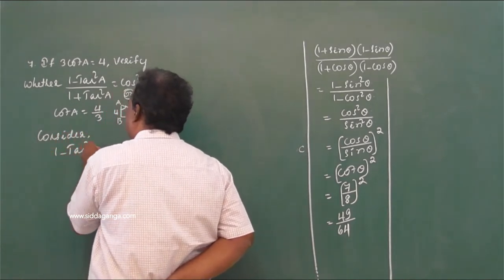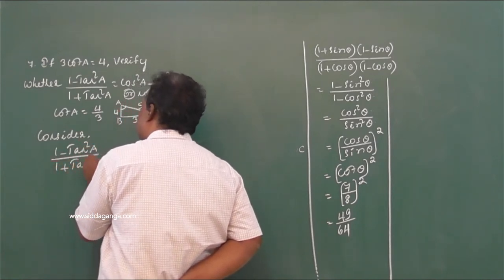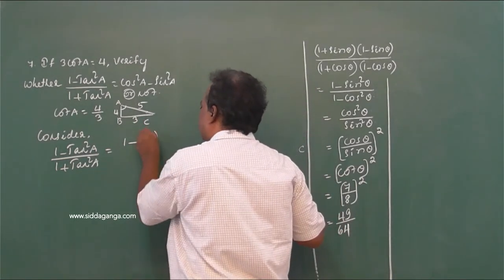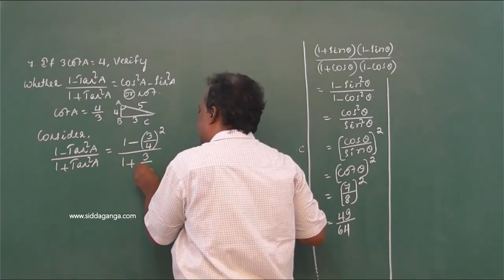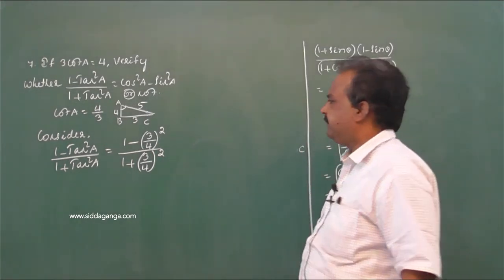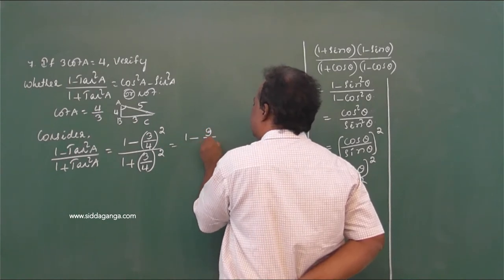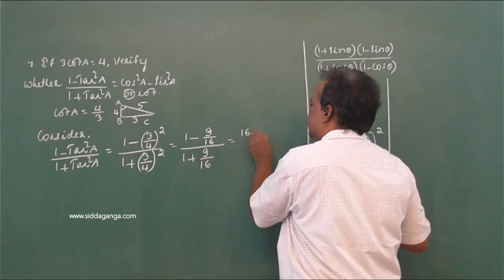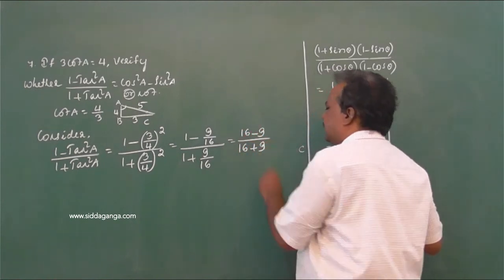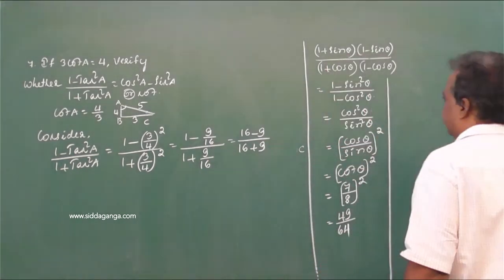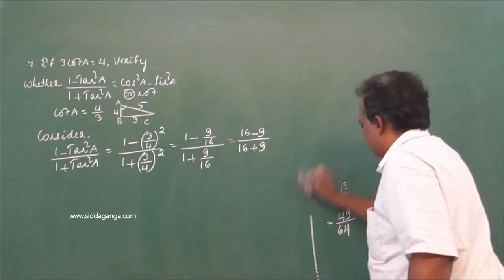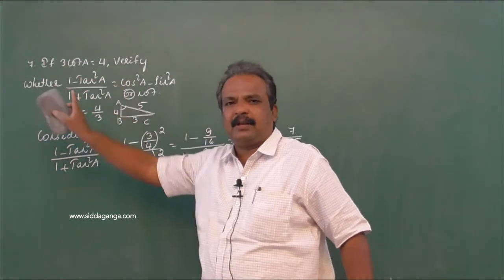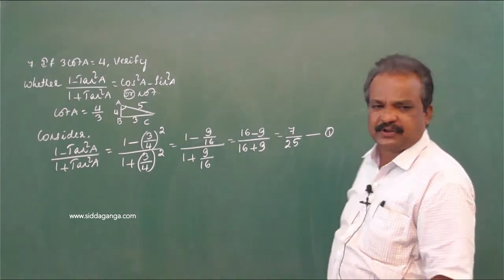1 minus tan square A divided by 1 plus tan square A. From this triangle, what is tan A? 3/4. So 1 minus (3/4) whole square divided by 1 plus (3/4) whole square. Okay. 1 minus 9/16 divided by 1 plus 9/16. Now 16 is the LCM. 16 minus 9, divided by 16 plus 9. The LCM of the numerator and denominator can be cancelled. 16 minus 9 is 7, 16 plus 9 is 25. So this is the value of 1 minus tan square A by 1 plus tan square A. Let us call this expression 1.